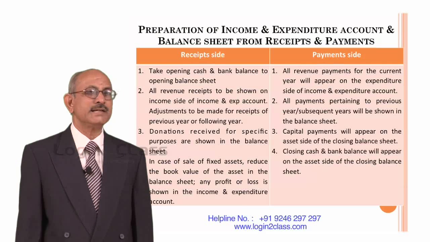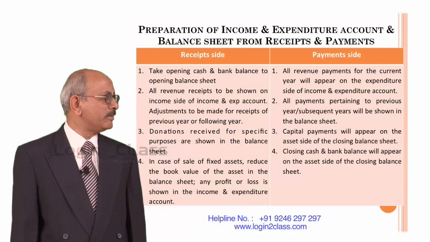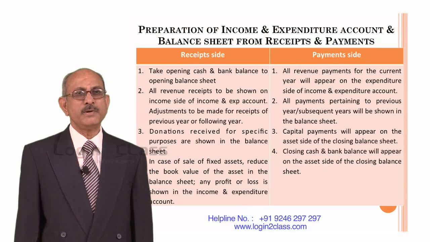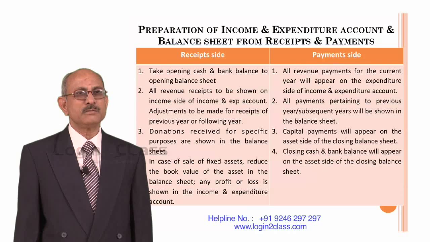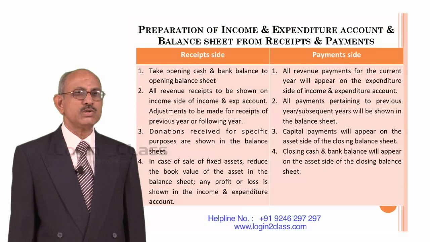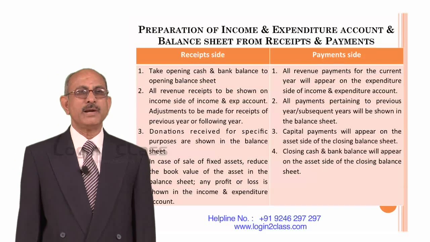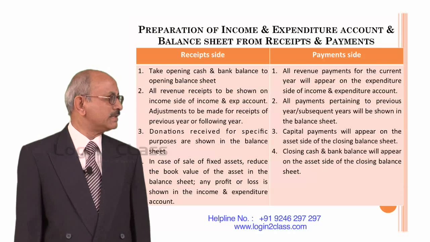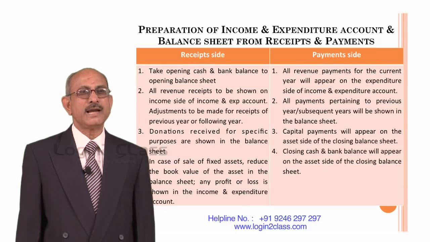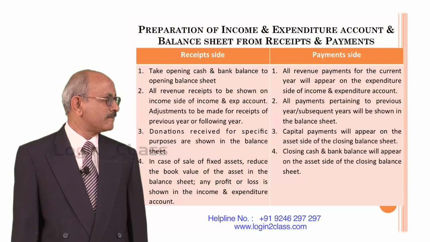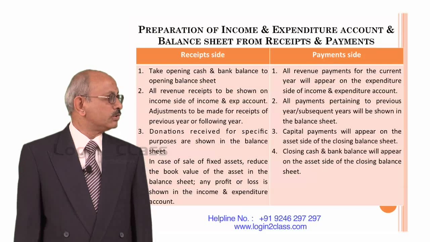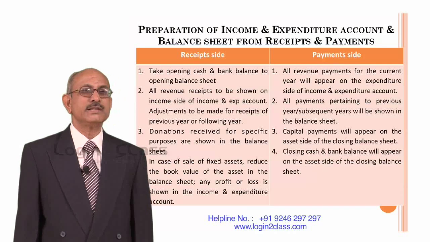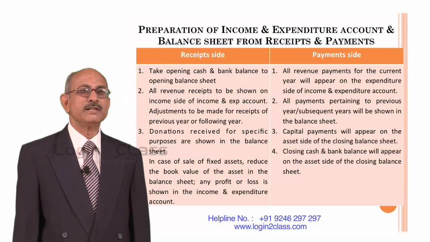In the case of the receipt side, when you want to prepare a receipt and payment account, start always with the opening cash and bank balance that is taken directly from the balance sheet. That is, the closing bank and cash balance of the previous year's balance sheet becomes the opening cash and bank balance of the current year. Then you have to take all revenue receipts to be shown on the income side of the income and expenditure account.